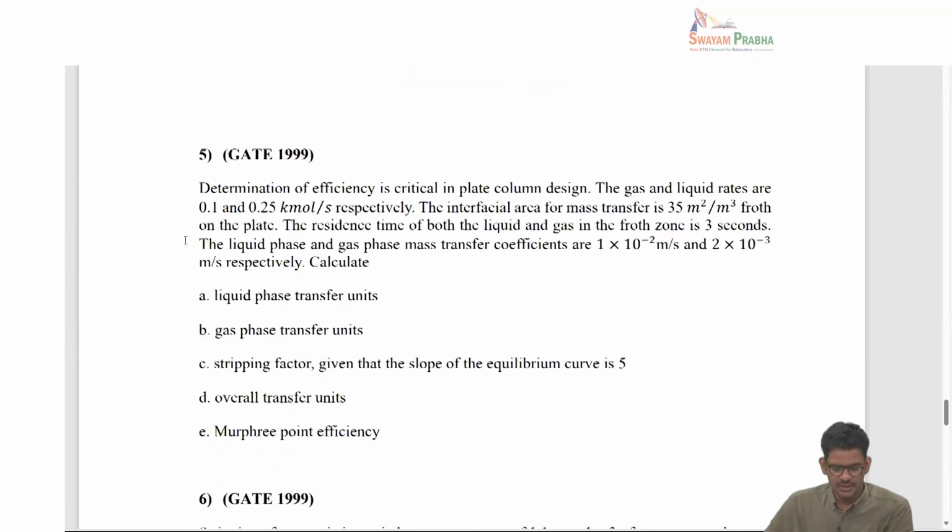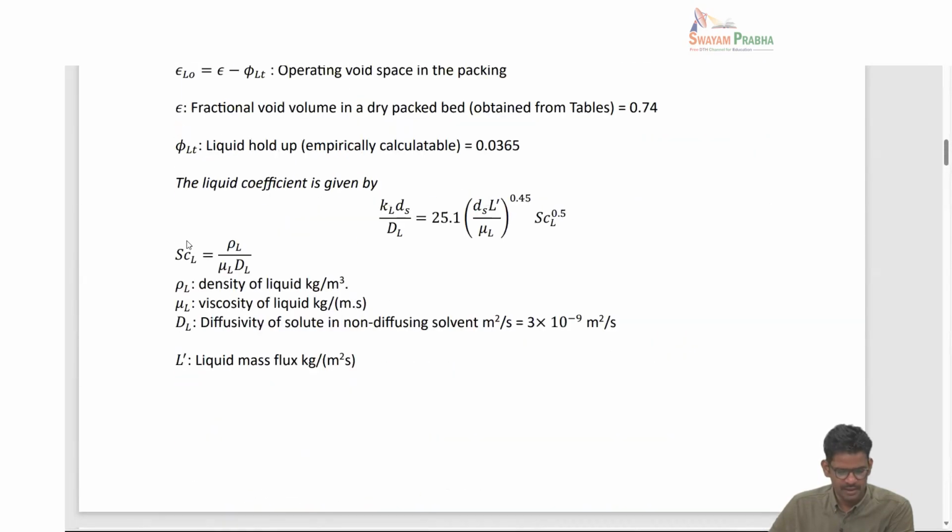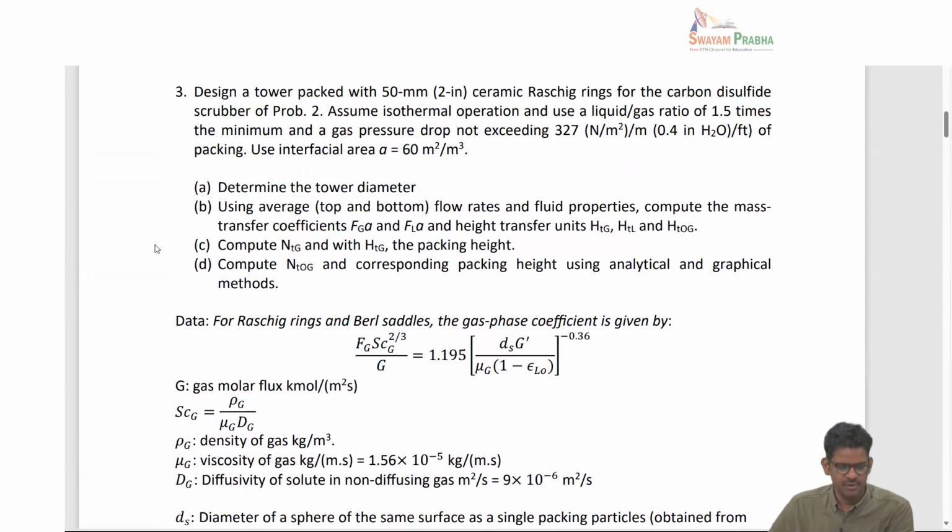Okay, so with that, let's take a look at this problem number 3 and solve it in this class. If you see problem number 3, it says design a tower packed with 50 mm or 2-inch ceramic Raschig rings for the carbon disulfide scrubber of problem 2. The problem we did in the last class, the same problem we are going to do for packed bed. The problem 2 we did in the last class was on a tray column design, finding the number of equilibrium trays, efficiency, number of real trays, and so on.